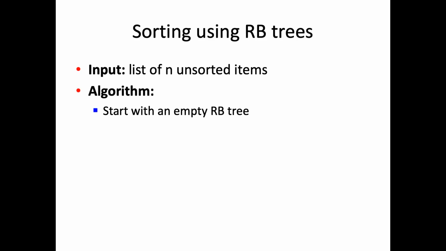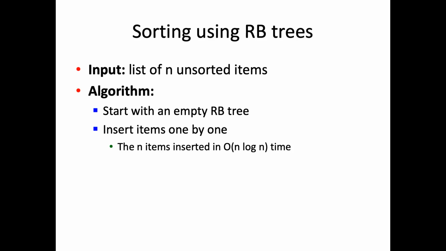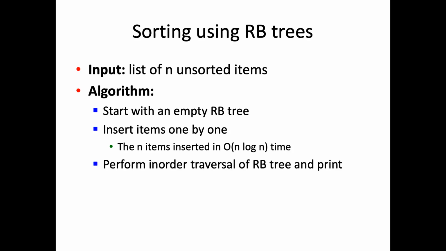We start with an empty red black tree. And we take each of the items one by one and apply the insert operation. And at the end of inserting, you would have a red black tree with all the items. Of course, you know already that inserting n items into the tree can be done in n log n time because each operation is log n, right? And then once you've done this, you perform an in-order traversal of the red black tree and simply print it out.